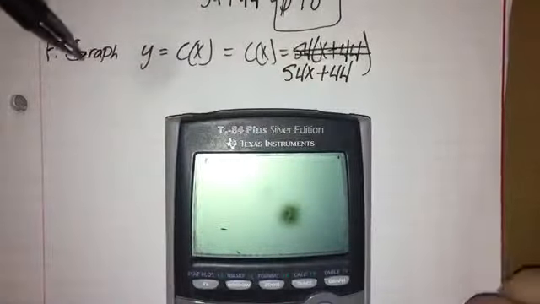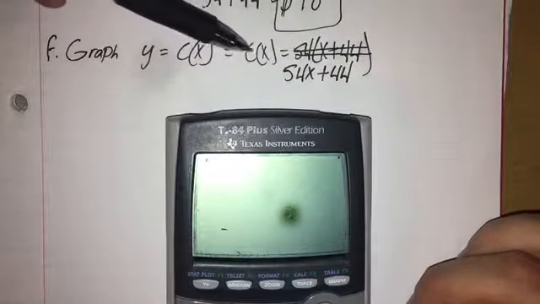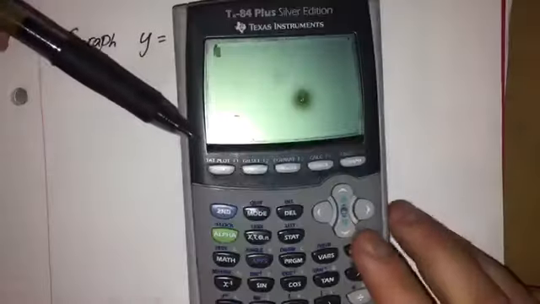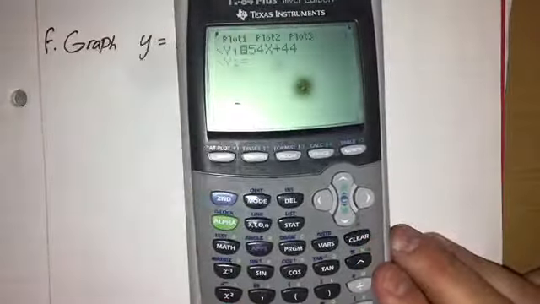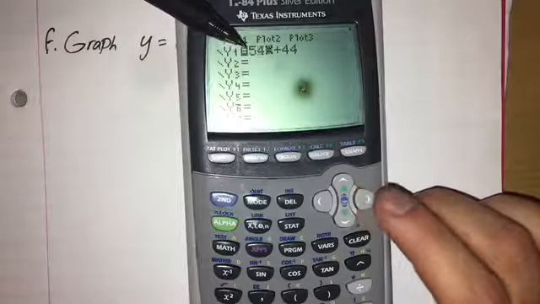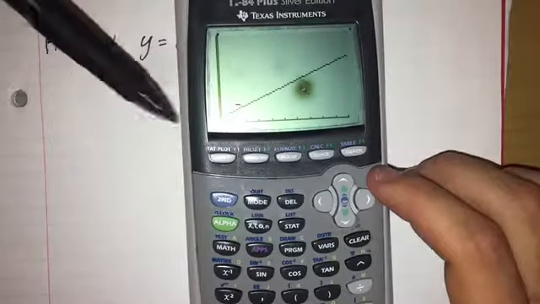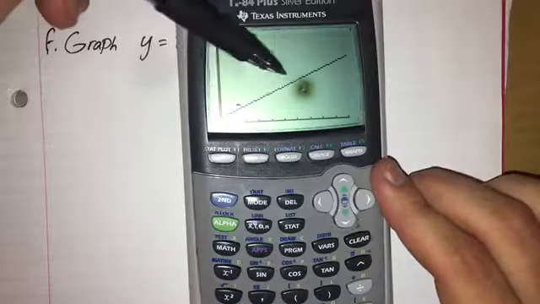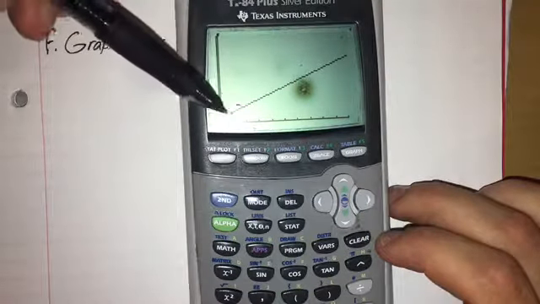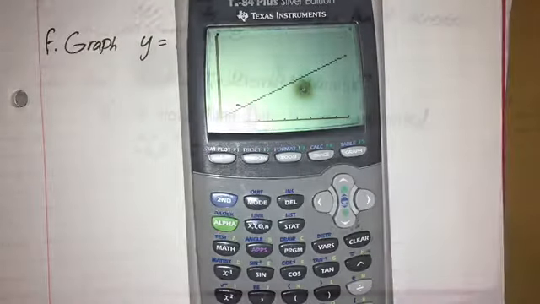The next part of the problem asks us to graph y equals c of x. So we're going to take our new formula, c of x equals 54x plus 44, and plug it into our calculator. We're going to click y equals, and then enter it into our y1. You can see I already entered 54x plus 44. Then we graph. You'll notice the graph is going straight up, which shows that it is a linear function, because when the x value changes, the y value will also be changed by it.